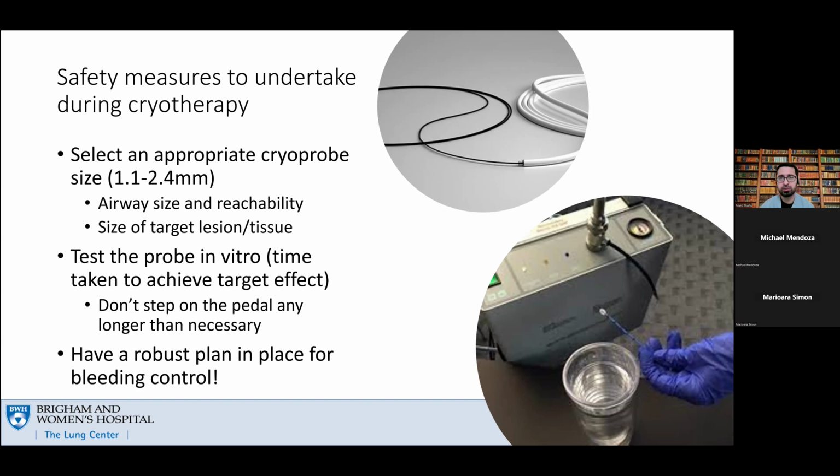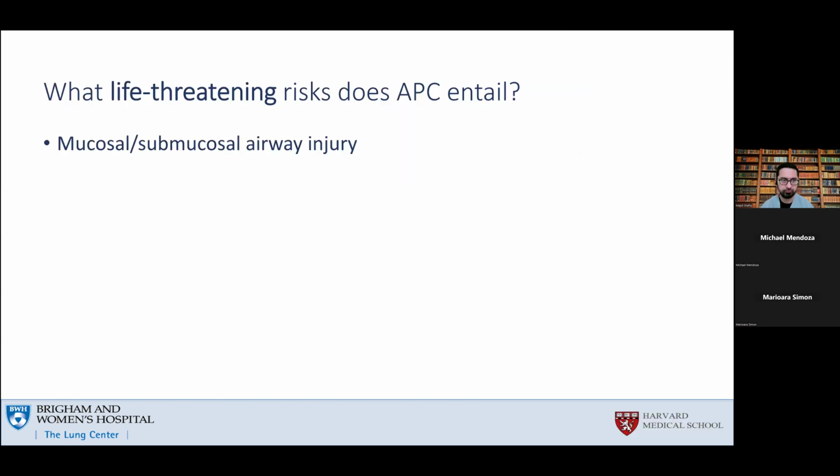And always, always, always have a robust plan in place ahead of time for bleeding control. If you're going to be using cryotherapy, bleeding is always a possibility. And as we discussed earlier, cryotherapy isn't the best tool for bleeding management, so you want to make sure that you have a robust plan in place for bleeding control.